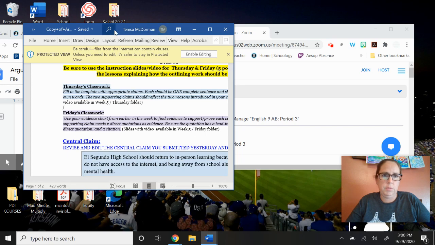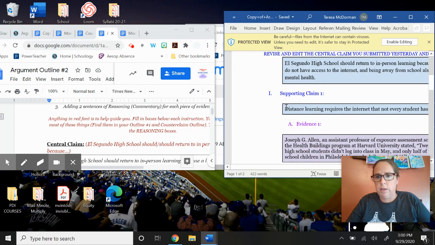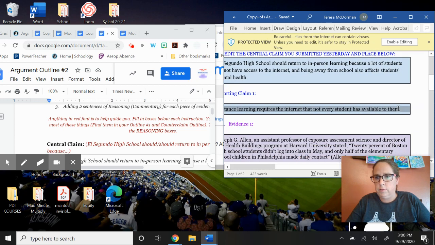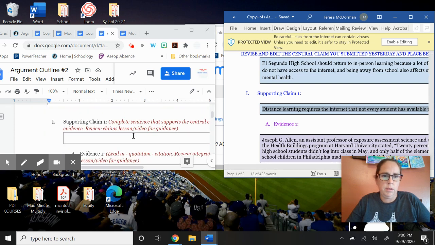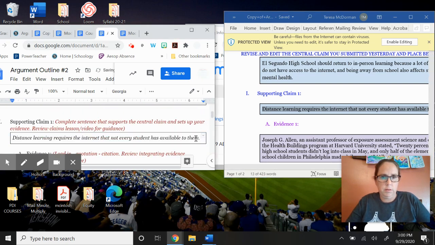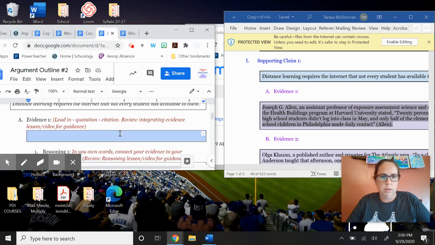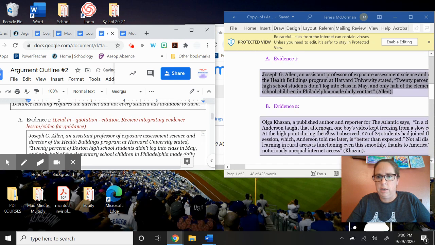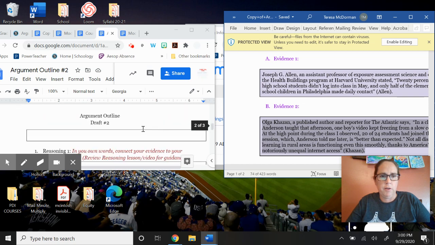I can kind of split this up here. All right, supporting claims I have. I take my supporting claim, my distance learning, and that's going to go right here. I'm going to take my evidence 1. See, all of this is already done. And notice, these examples of evidence here are doing the correct lead-in. Right? I'm going to skip that reasoning for right now and go to evidence 2.